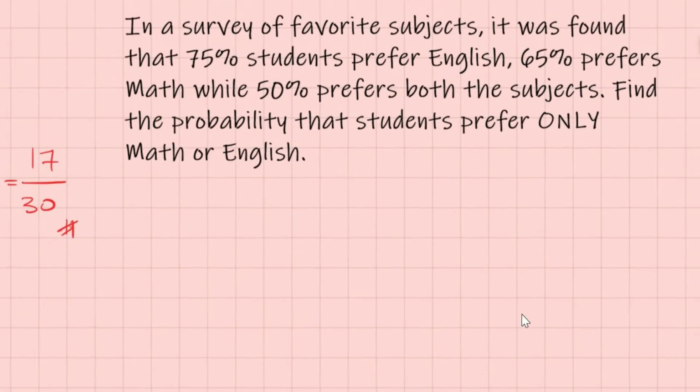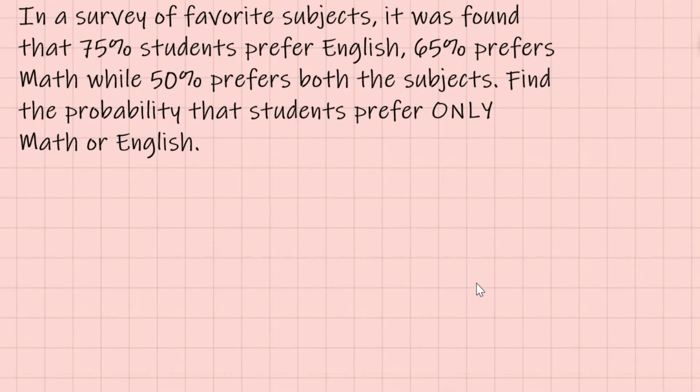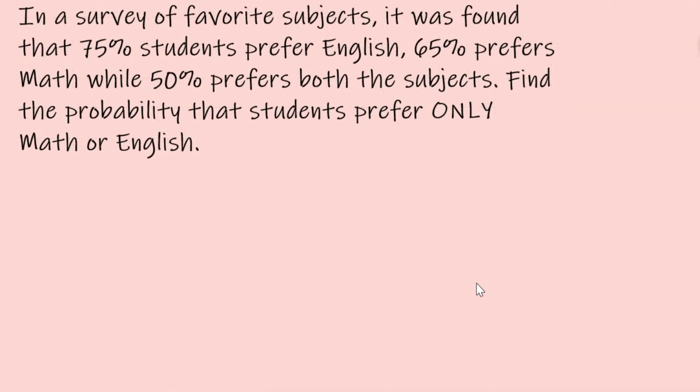Now let's look at another example here. In a survey of favorite subjects, it was found that 75% of students prefer English, while 65% prefer mathematics, and 50% like both. So find the probability that the students prefer only math or English.